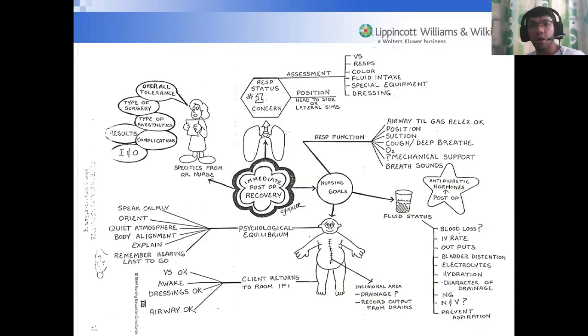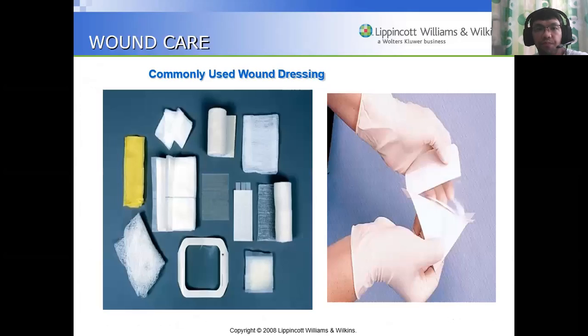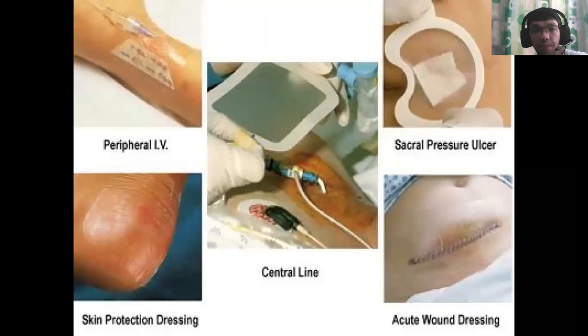So there, you just review this concept map regarding the post-op care or post-op recovery. This is a monitoring sheet for the patient at the recovery room or PACU. Wound care. Commonly used wound dressings are these things, the gauze. And a central line if CVP is going to be monitored from the patient. The central line is used to monitor the central venous pressure. Peripheral IVs are inserted as well.